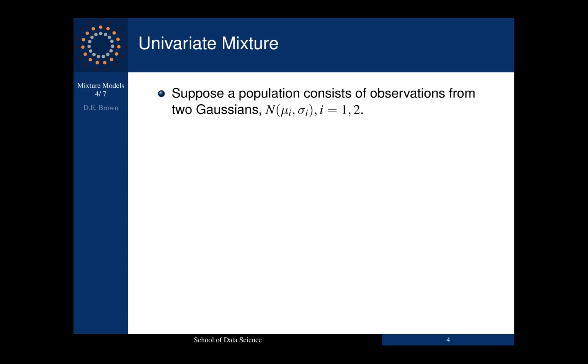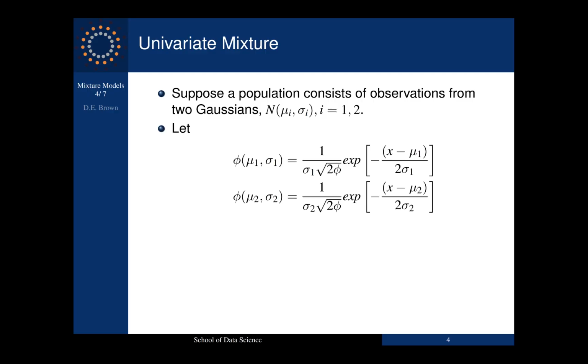So let's look at a simple example of this, and we'll start with the idea of a univariate Gaussian mixture. Let's suppose then that we've got a population that consists of observations, and they come from two Gaussians, and these are univariate Gaussians. So their index is 1 or 2, and we have a mean and a variance associated with each of those two Gaussians. And of course, they're just given by the density formulas that we saw early on in the course for univariate Gaussians.